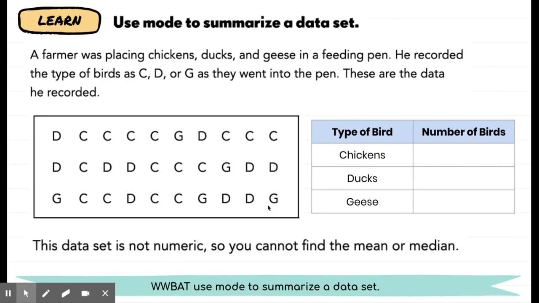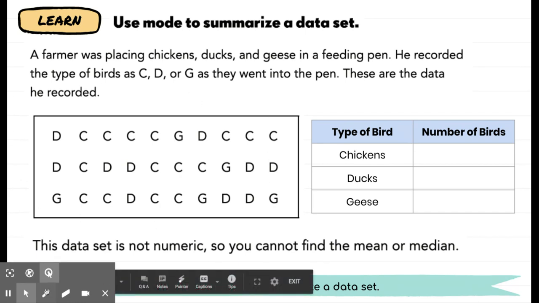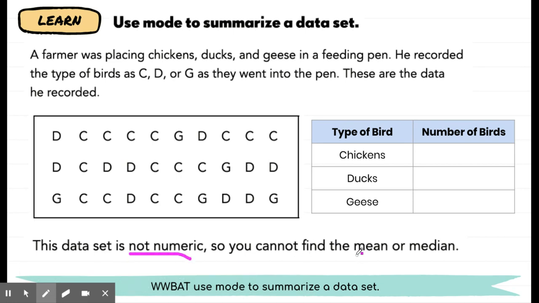Now let's look at our first example. A farmer was placing chickens, ducks, and geese in a feeding pen. He recorded the types of birds as C, D, or G: C for chicken, D for duck, and G for geese, as they went into the pen. These are the data he recorded. So he has this set of data with D, C, and so on. Now this data set is not numeric, so you cannot find the mean or median. So in this case, we have to use the mode to summarize the data set.